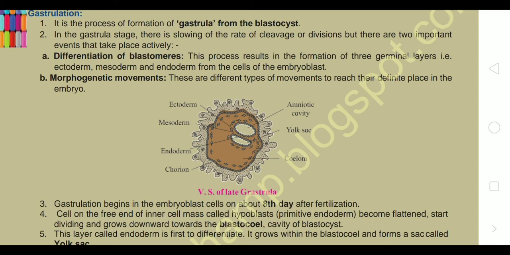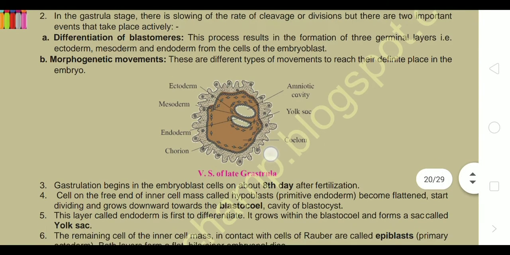Next part, that is gastrulation. It is the process of formation of the gastrula from the blastocyst. In the gastrula stage, there is no rapid cleavage or division, but there are 2 important events that take place actively. Differentiation of blastomeres. This process results in the formation of 3 germinal layers, that is ectoderm, mesoderm, endoderm, from the cells of the embryoblast. And morphogenetic movements, different types of movements to reach their defined place in the embryo.